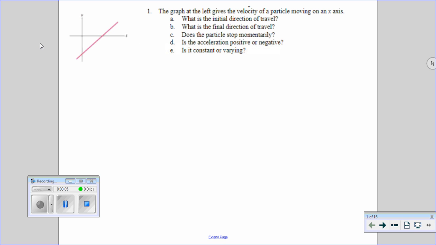So the graph to the left gives the velocity of a particle moving along an x-axis. A says, what's the initial direction of travel? So, Jen, what'd you put for that? Backwards. Good. How do you know? Because it's below 0. Good.